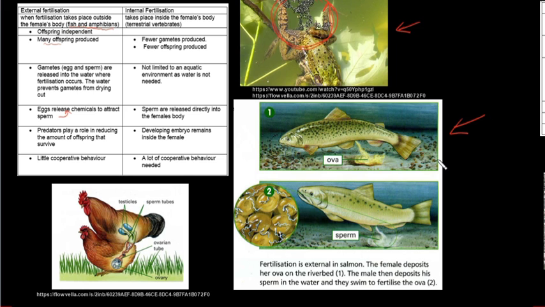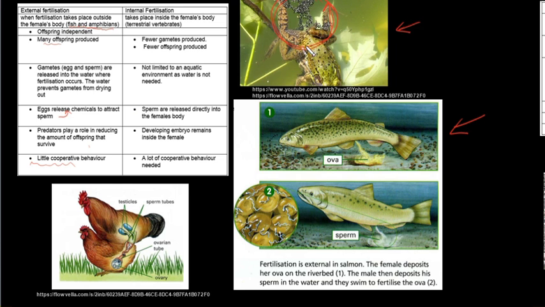Looking at the fish here on the right hand side, so females will release their egg cells, and then the males won't be far off, releasing their sperm cells right above where the egg cells are. And then there's a zoomed in section here showing the sperm cells on top of the egg cells, hopefully going to fertilize them. Now, predators play a big role in reducing the amount of offspring that survive in external fertilization, because like I said, these eggs are now exposed to the elements, and that includes predators that want to eat them. And then there's little cooperative behavior.